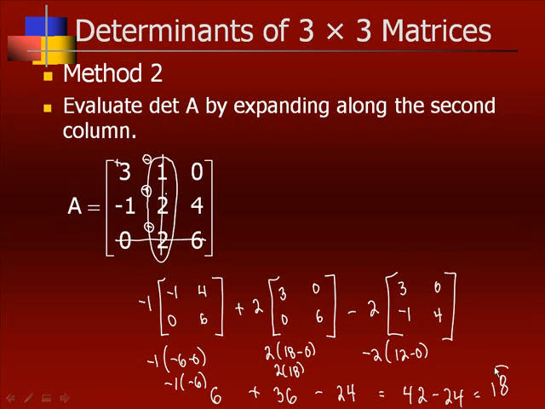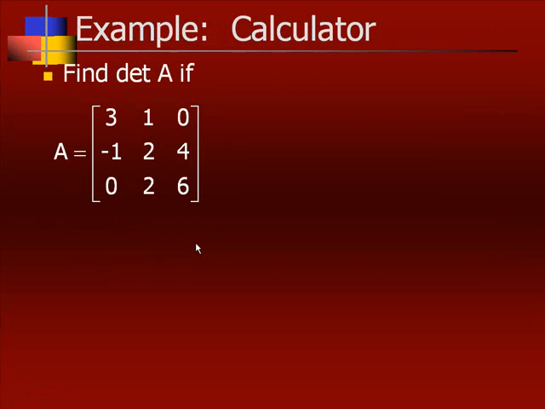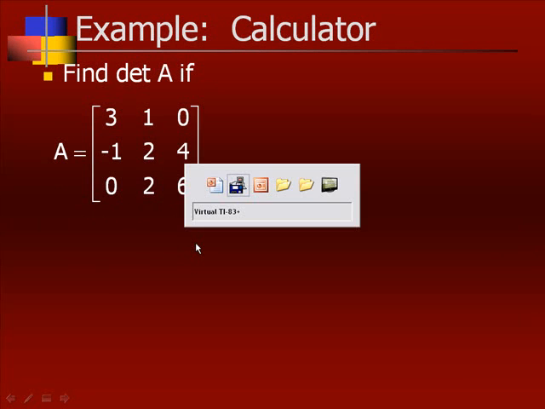6 plus 36 is 42. Minus 24 is 18. The point being, it really doesn't matter which row or which column you expand upon, you're going to get the same answer. Now, do you see the benefit in choosing either row 3 or column 3? Well, if you choose row 3, 0 times that minor is just going to be 0, so you really only have to calculate 2. Same thing on column 3. 0 times anything is 0, so you really only have to calculate 2 if you choose one of those rows or columns.